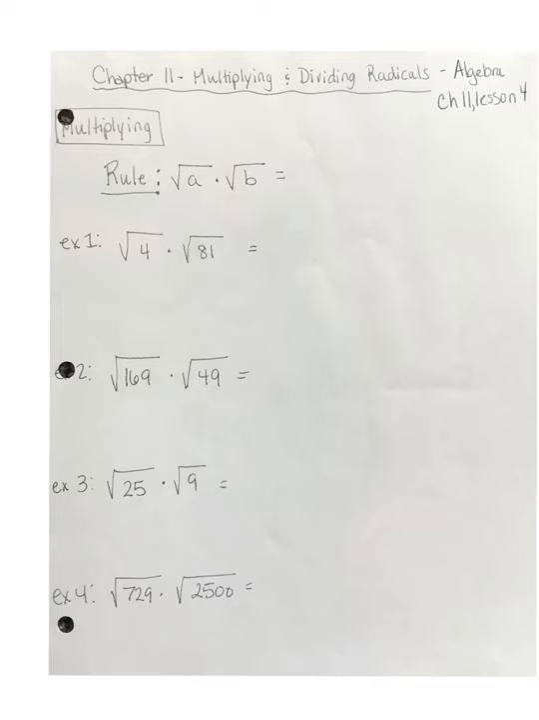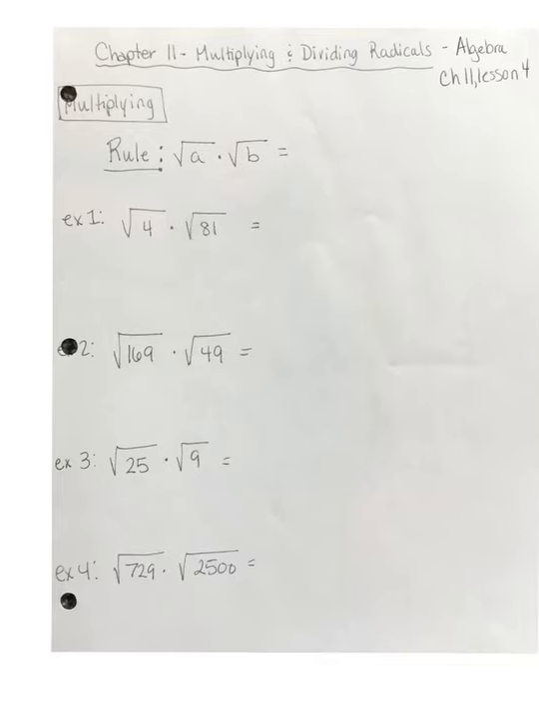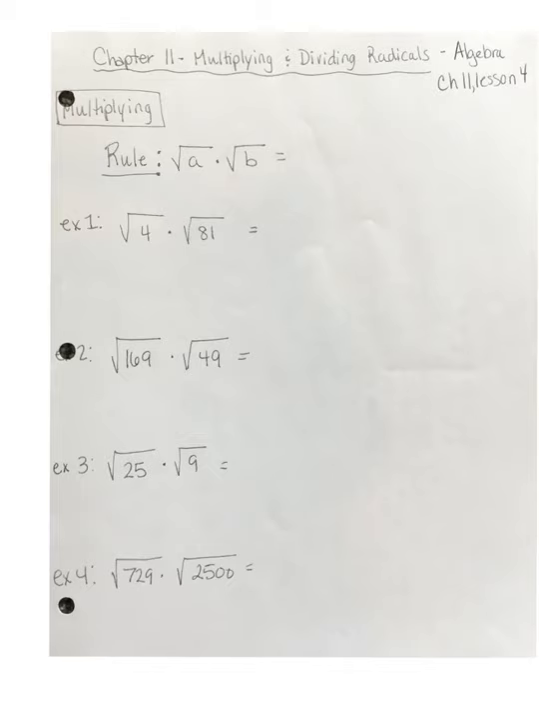So we are multiplying and dividing radicals, and just know that a radical is just a fancy name for a square root. So there's a rule. The square root of a times the square root of b is the square root of a times b. So if we do the square root of 4 times the square root of 81, that would be the square root of 324, because 4 times 81 is 324. And if you figure that out, the answer to that is 18.